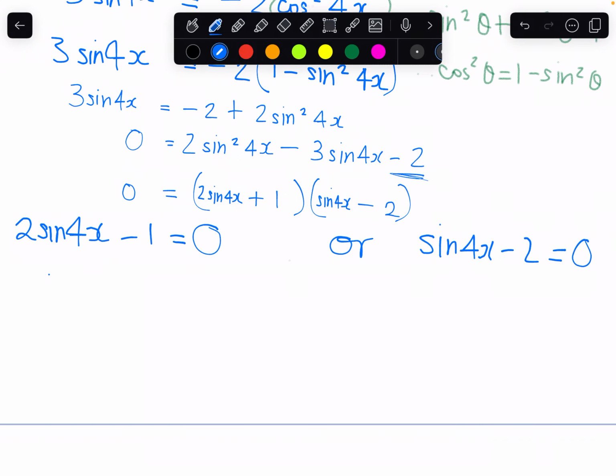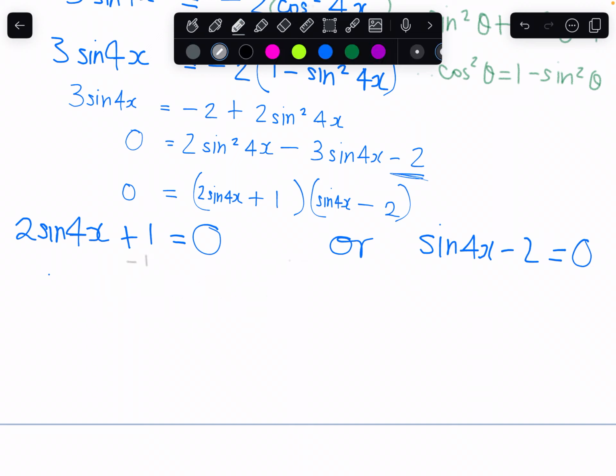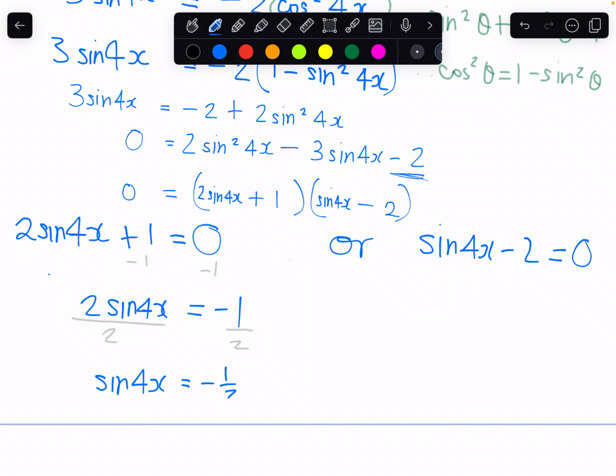Okay, so that means sine 4x is indeed equal to, oh, that was a plus 1. Oh, okay, so that will be minus 1 over 2, or negative a half. So that's just if you rearrange. I always pride myself in going slowly, and then I do things like this. So minus 1 on both sides. 2 sine 4x is equal to minus 1. Divide by 2 on both sides. So sine 4x would be equal to negative a half.